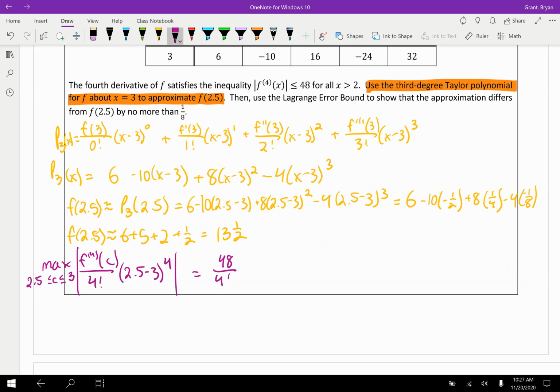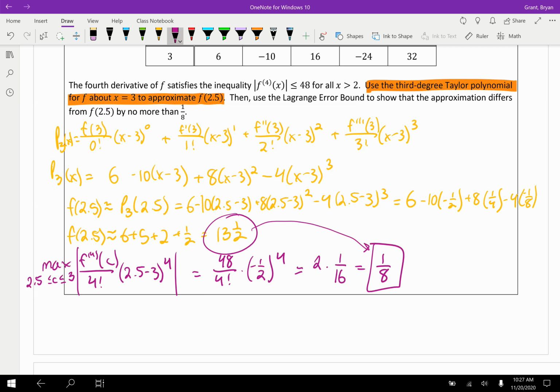This is divided by 4 factorial times negative 1/2 to the fourth. Let's clean this up. 4 factorial, we said earlier, is 24. 48 over 24 is 2, and this becomes 1/16. So I think we get 1/8. Use the Lagrange Error Bound to show that the approximation differs from f of 2.5 by no more than 1/8. That is what this 1/8 means. This is the bound from the Lagrange Error Bound. It tells us that 13.5 could be the answer to f of 2.5, but if it's not, the most it's off by is 1/8.